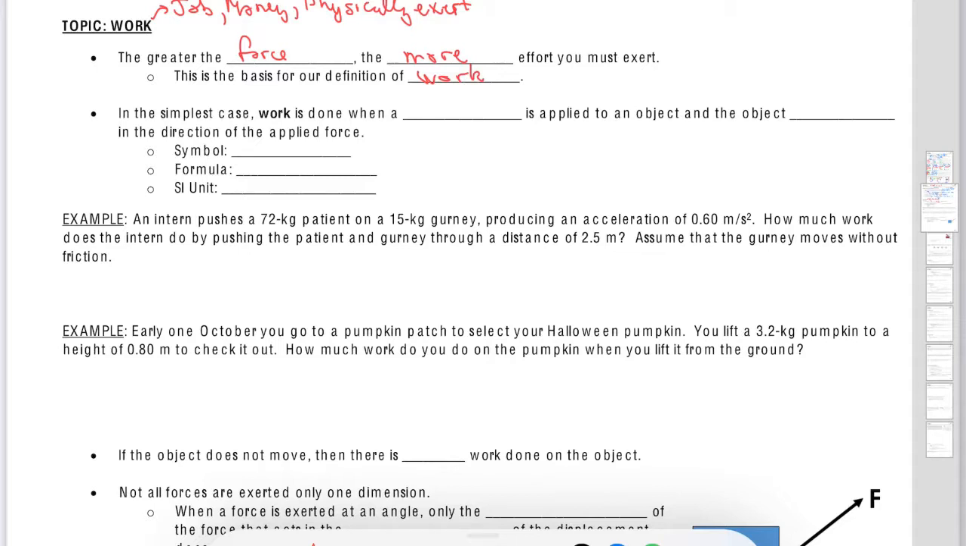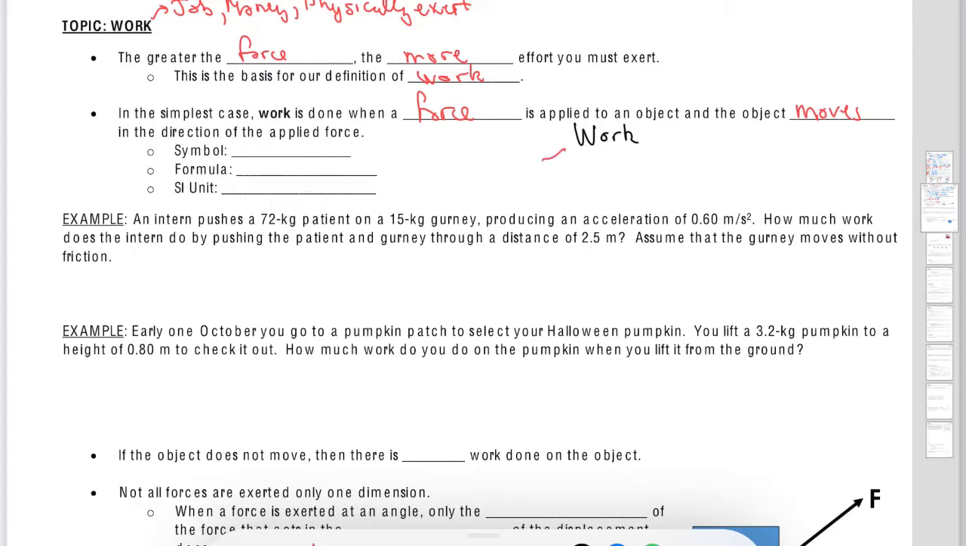So basically, in the simplest case, work is done when a force is applied to an object and the object moves in the direction of the applied force. What they like to do on multiple choice questions is ask, which of the cases is there work being done?